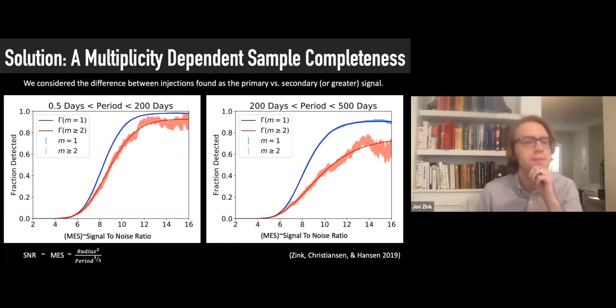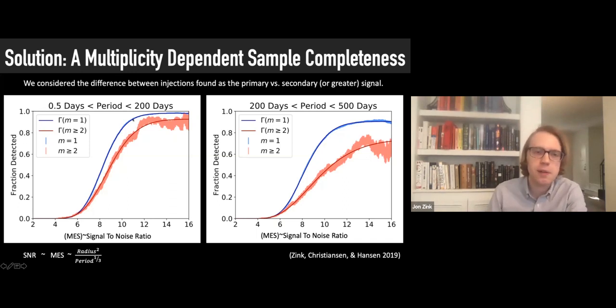That's what I'm showing here. So again, the blue is what was found for Kepler. What this red guy is now showing is the completeness for the second planet or greater. So essentially the completeness for multi-planet systems. And you'll notice that it's a little bit lower than the blue, right? So the completeness for multi-planet systems is lower. And that becomes even more important at these large periods, where there's fewer transits. So this shadowing effect has a bigger impact.